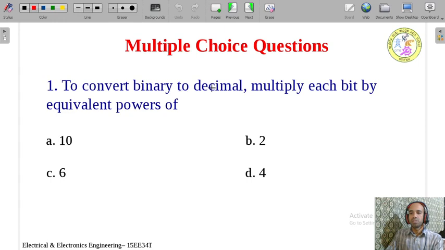To convert binary to decimal, multiply each bit by equivalent powers of. See, remember here, to convert binary to decimal, we know that any number into decimal, it can be binary, it can be octal, it can be hexadecimal.